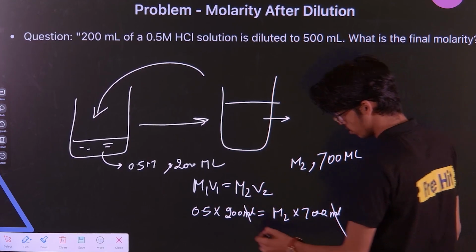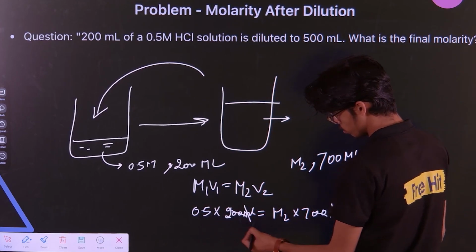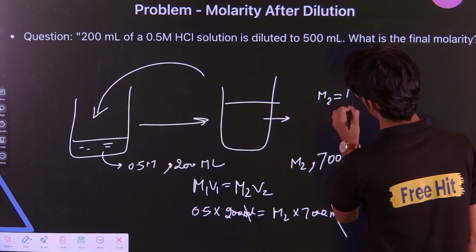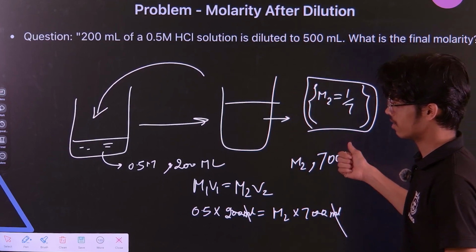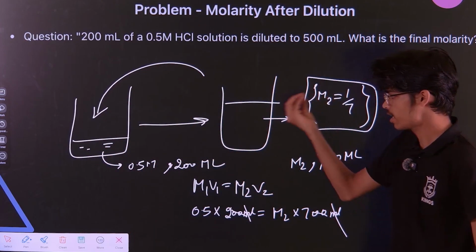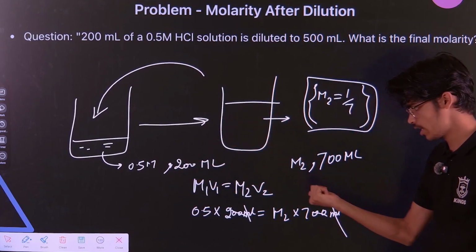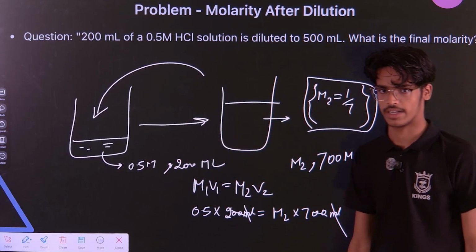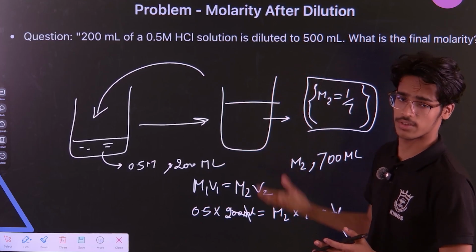Now you cancel these two zeros with two zeros. Anything else left? So M2 is equal to 0.5 into 2 by 7, so M2 is equal to 1 by 7. I hope you are able to understand the situation. What we did: 200 milliliter solution, extra 500 milliliter added. So the volume increases, so the molarity should decrease, and obviously this 0.5 is greater than this one. So our answer is right, got it? That's how we can find out the molarity after dilution, right?